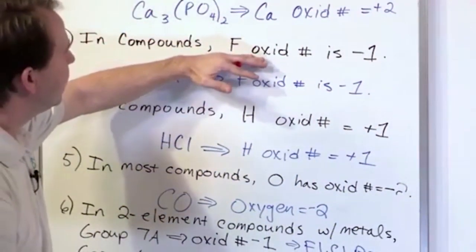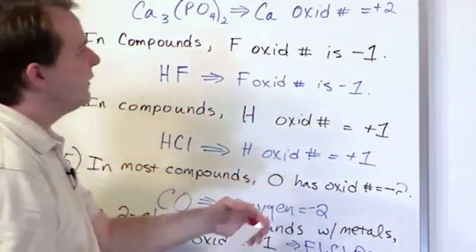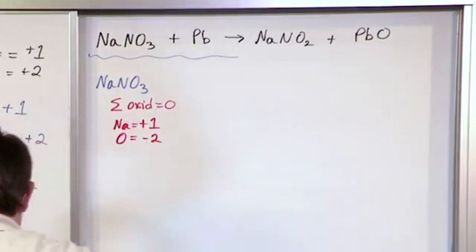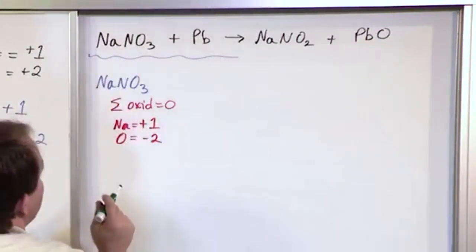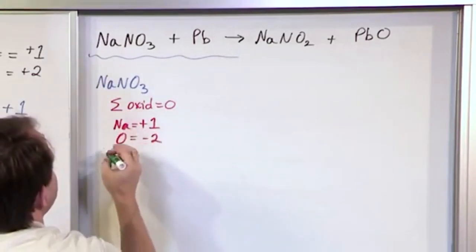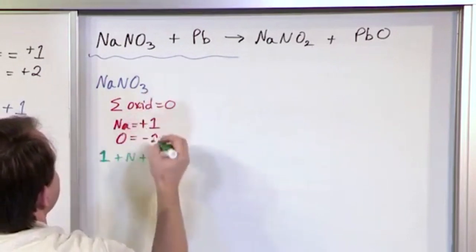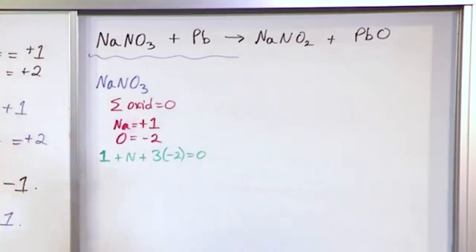Do I have any fluorine? No. Do I have any hydrogen? No. Do I have any oxygen? Yes, I do. So the oxygen is -2. Now you ask yourself, do I have enough information to solve for the unknown? And I do now. Sodium is 1. Nitrogen is unknown. Oxygen, there's 3 of them, each with -2, and the whole thing has to sum to 0.